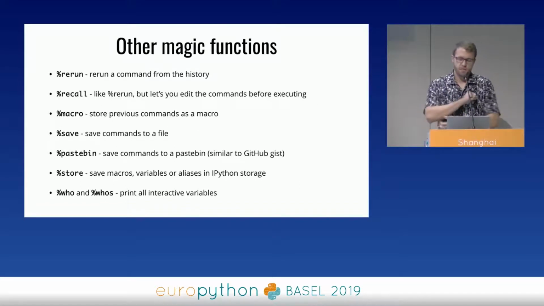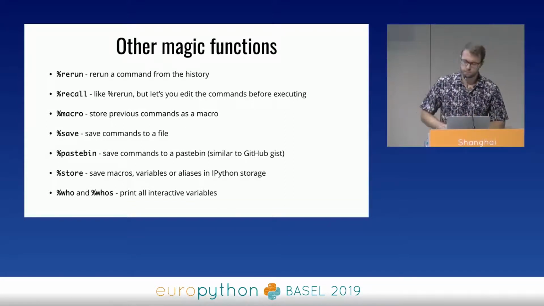So there are many other magic functions that you can use. For example, to rerun some commands from the past or edit them and then rerun them. To save commands as a macro, save them in a file or in a paste bin so you can share them with someone. To save macros, variables, and aliases, because once you close IPython sessions, they are gone. So you can save them in the database and retrieve them back in another session. Or you can just print a list of variables or functions that you have created in a nicely formatted way.